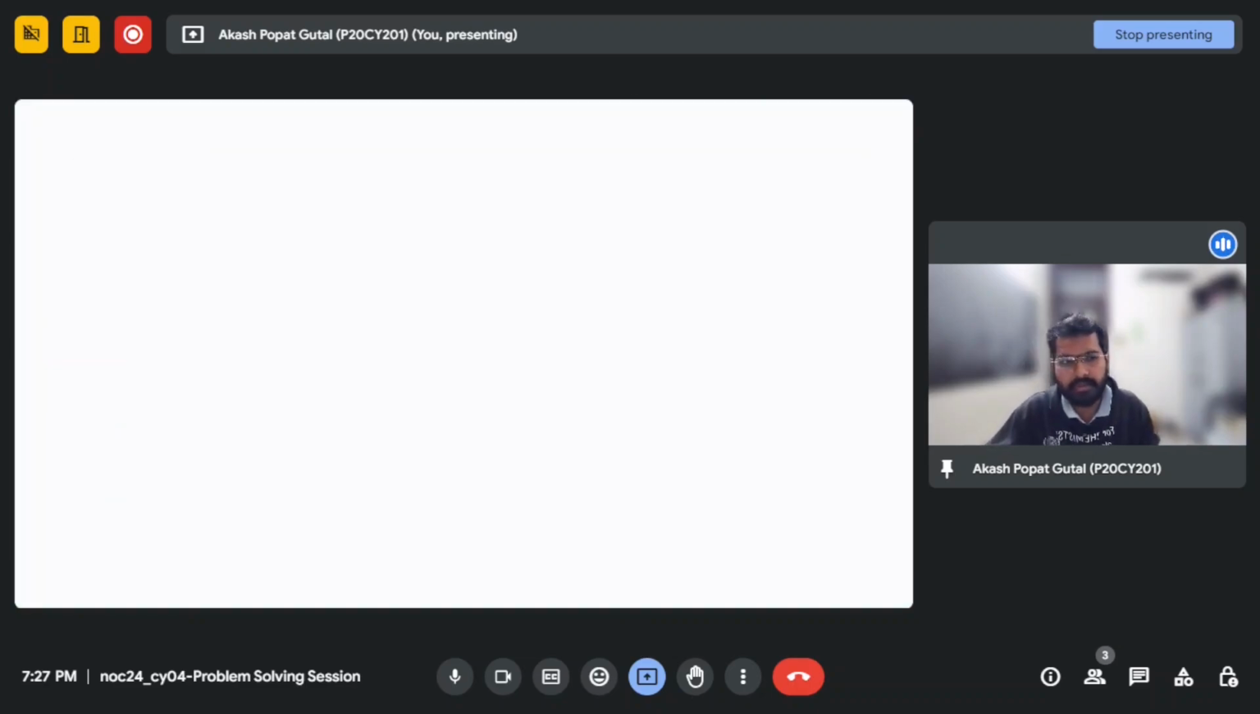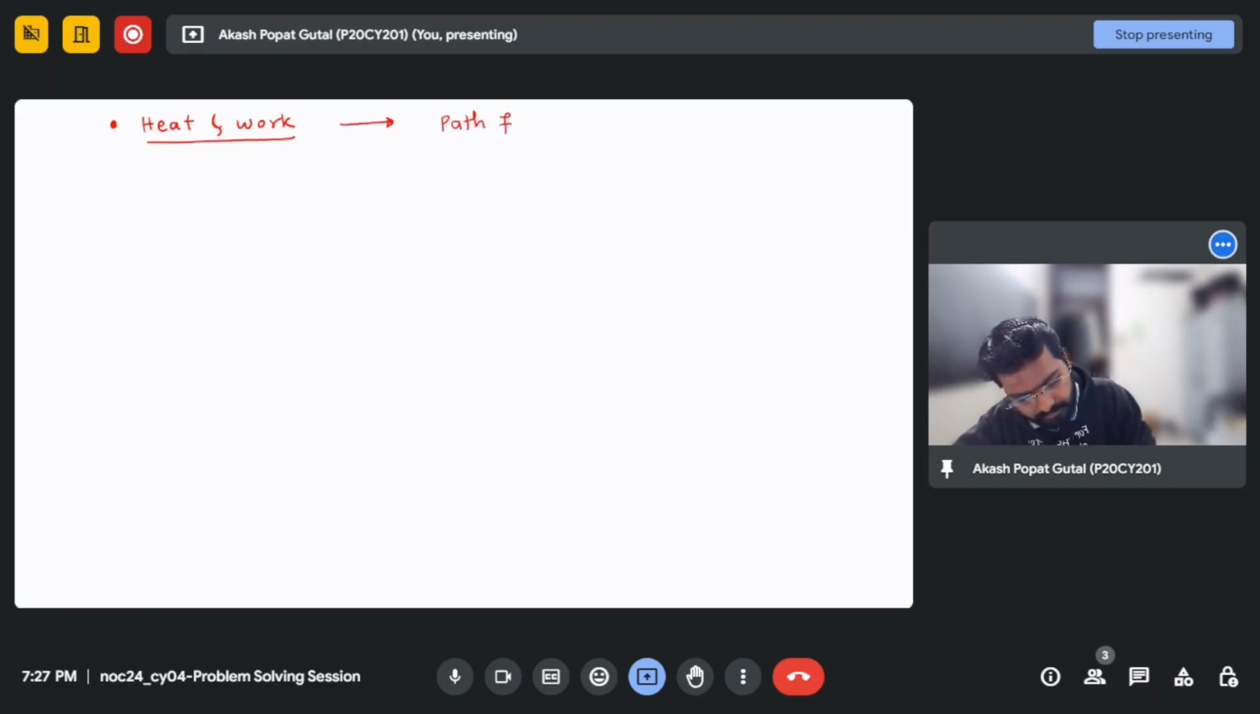So next what we learn is about heat and work. What we learn about heat and work is that these two, heat and work, are called path functions. Path functions means their value depends upon the path we chose to go to state 1 and state 2.